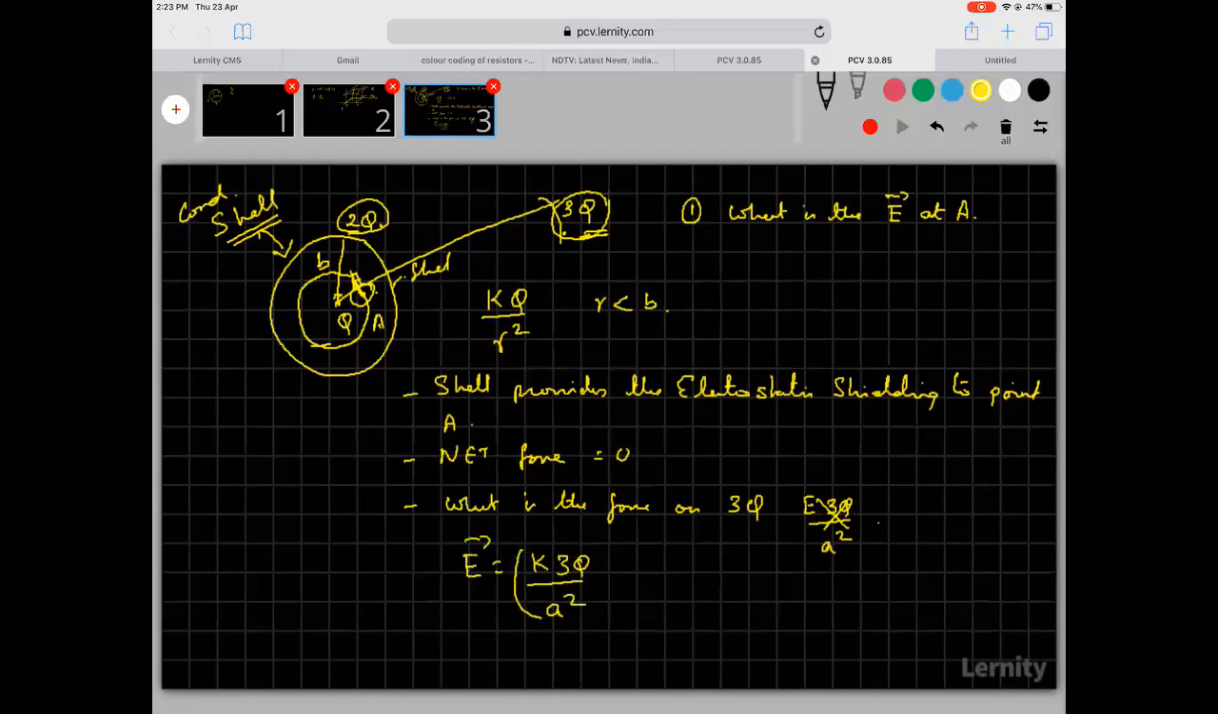Now at that point you are putting a charge 3Q. So it becomes K 9Q squared by A squared. So that is 9K Q squared by A squared, the force acting on 3Q. So what we are trying to say is Q is shielded by 3Q, but 3Q is not shielded from Q. That is basically what we are trying to explain.